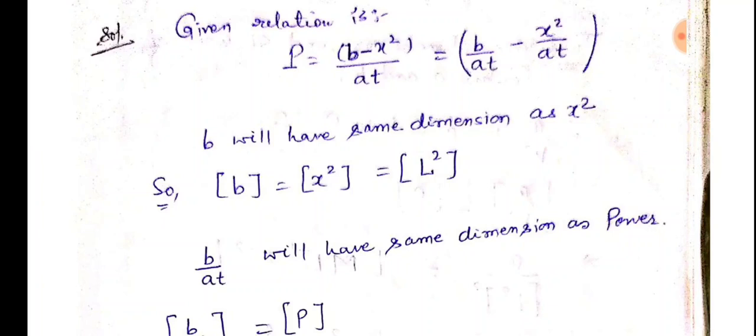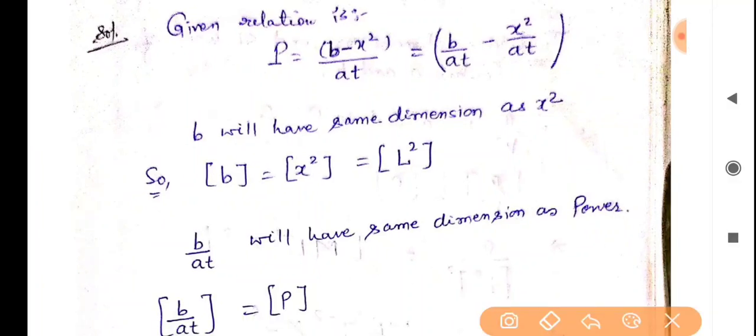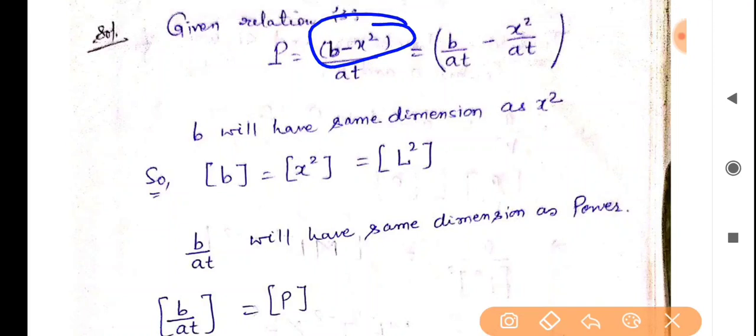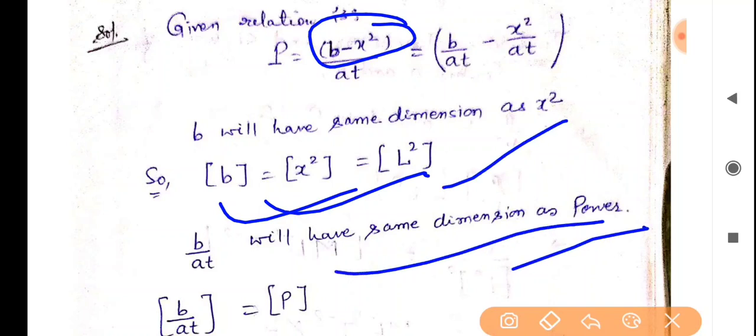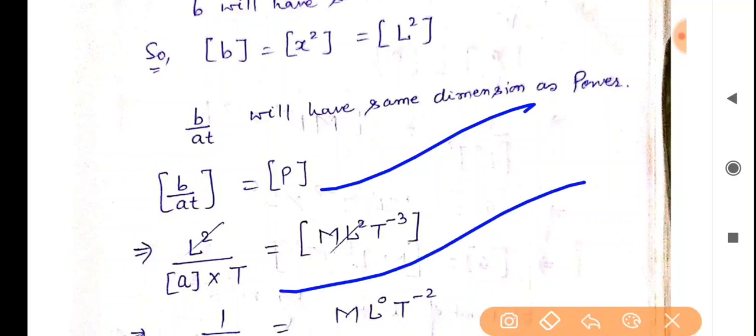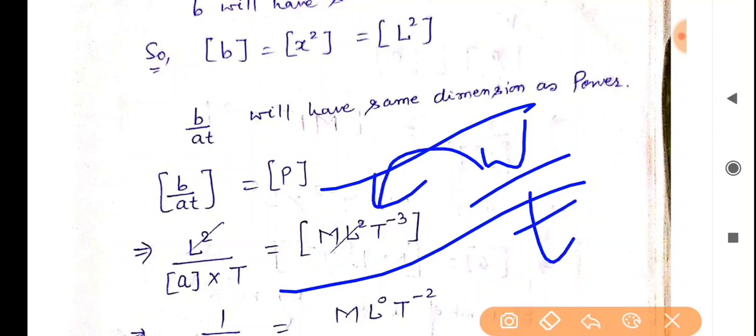First of all, you can see here B minus X square. That means X square is subtracted from B. So B has the same dimension as that of X square, and X is length as given in the question. So the dimension of B is L square, and B by AT will have the same dimension as power, because this is a term related to power. Hence B by AT will have the dimension of power, and it is given by M L 2 T to the power minus 3. Power is work by time, dear students. You can find it like this: M L^2 T to the power minus 3.